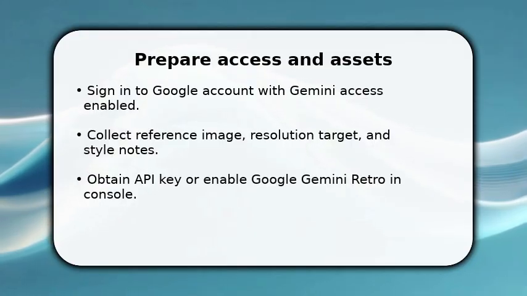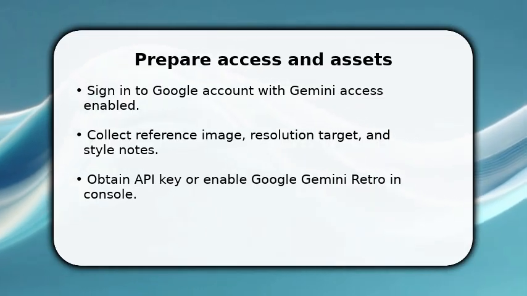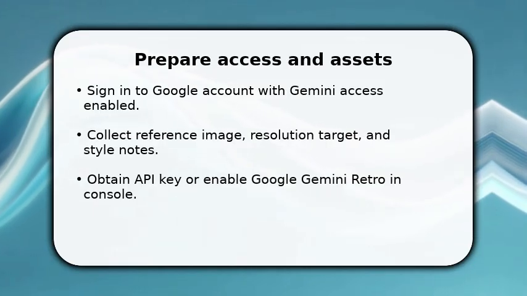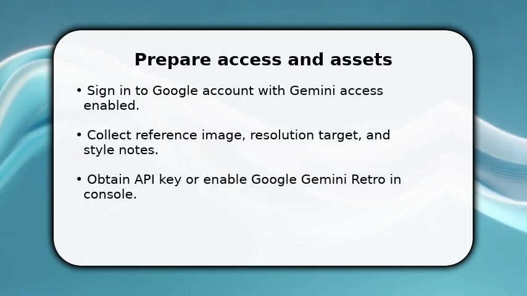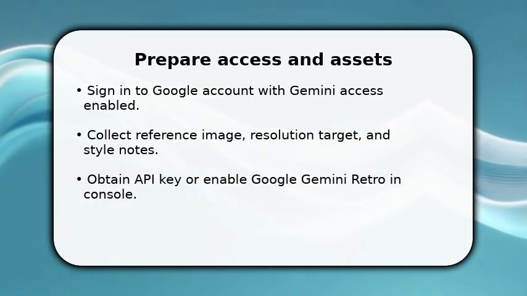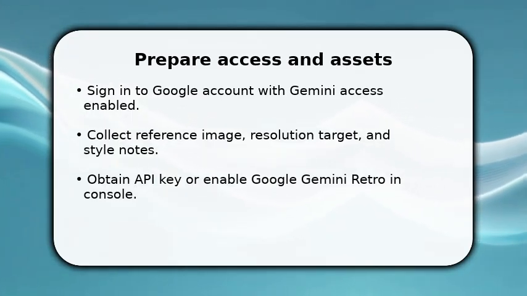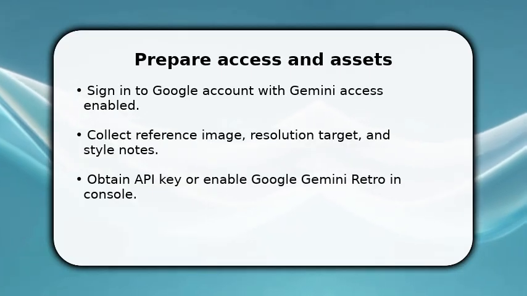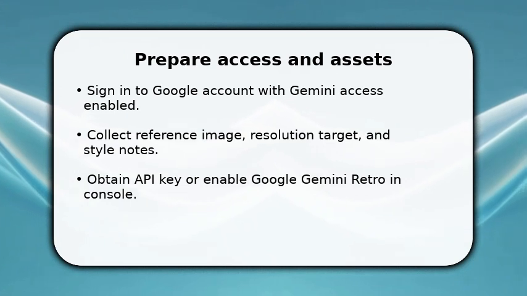You start by confirming you have Gemini retro access and an API key, because without that you cannot call the model. Gather one reference image and note desired resolution and retro style cues. These guide prompts and post-processing. Open your terminal or API client and set environment variables for the key. This prevents accidental leaks. Once done, create a small test prompt that names the reference, target size, and retro artifacts you want so you can iterate quickly.